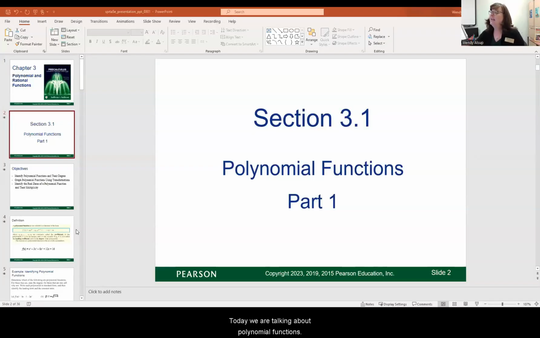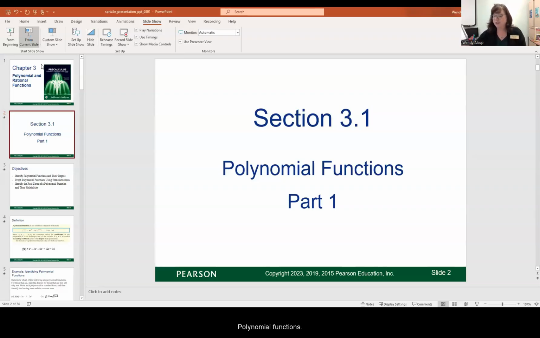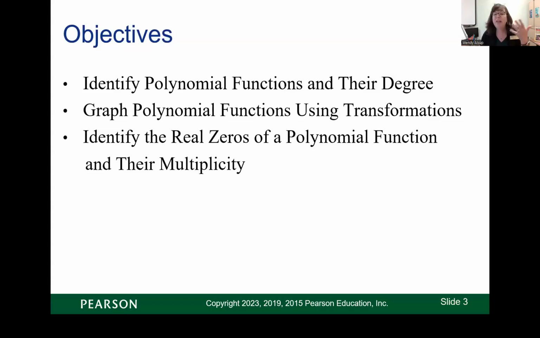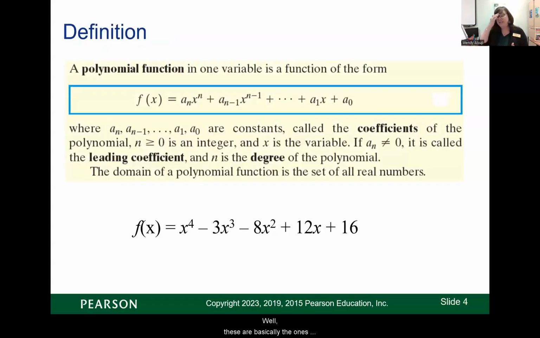All right, section 3.1. Today we are talking about polynomial functions. These are functions. We want to know, what are they? What do they look like? And how do we identify when one is a polynomial function? Well, these are basically the ones we've been working with most from now.